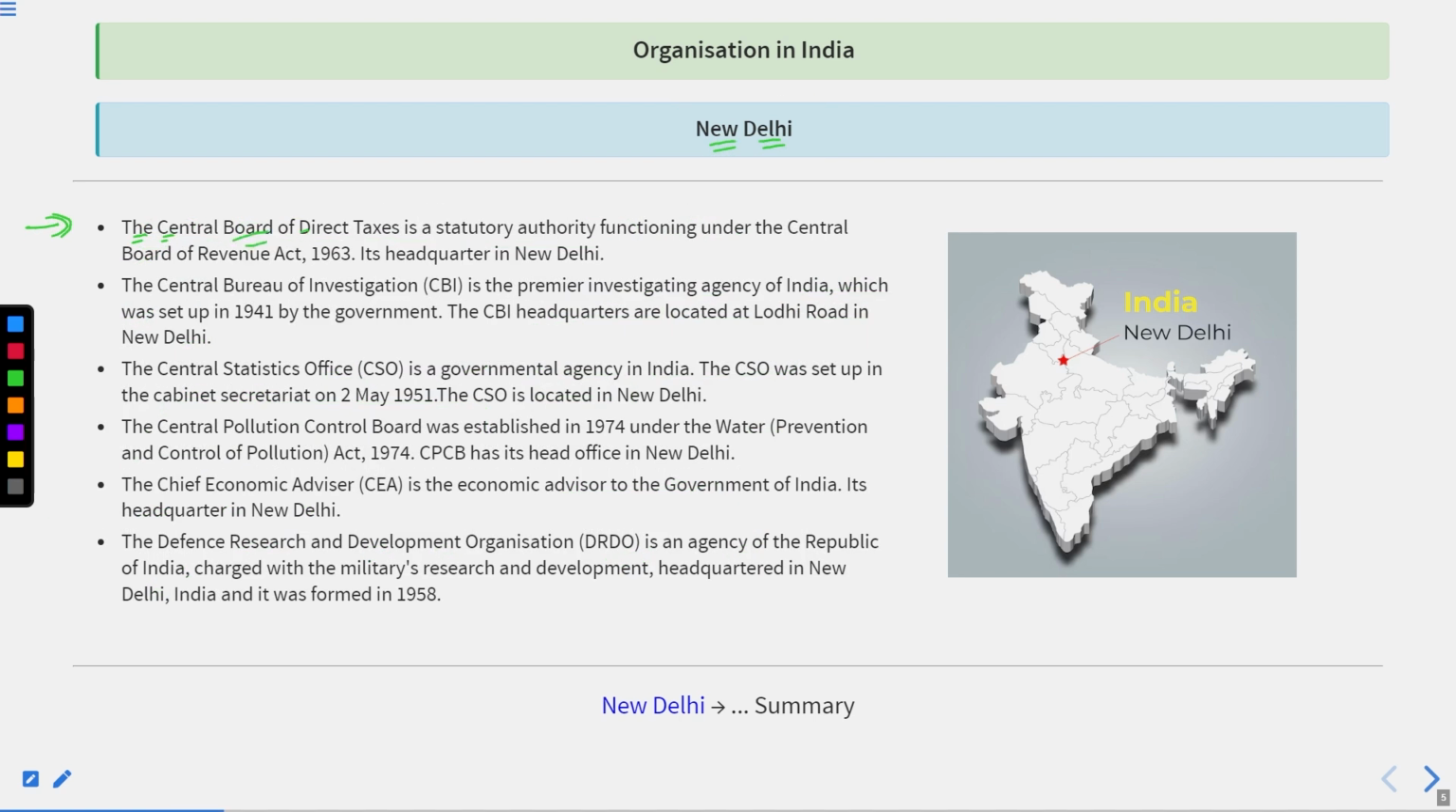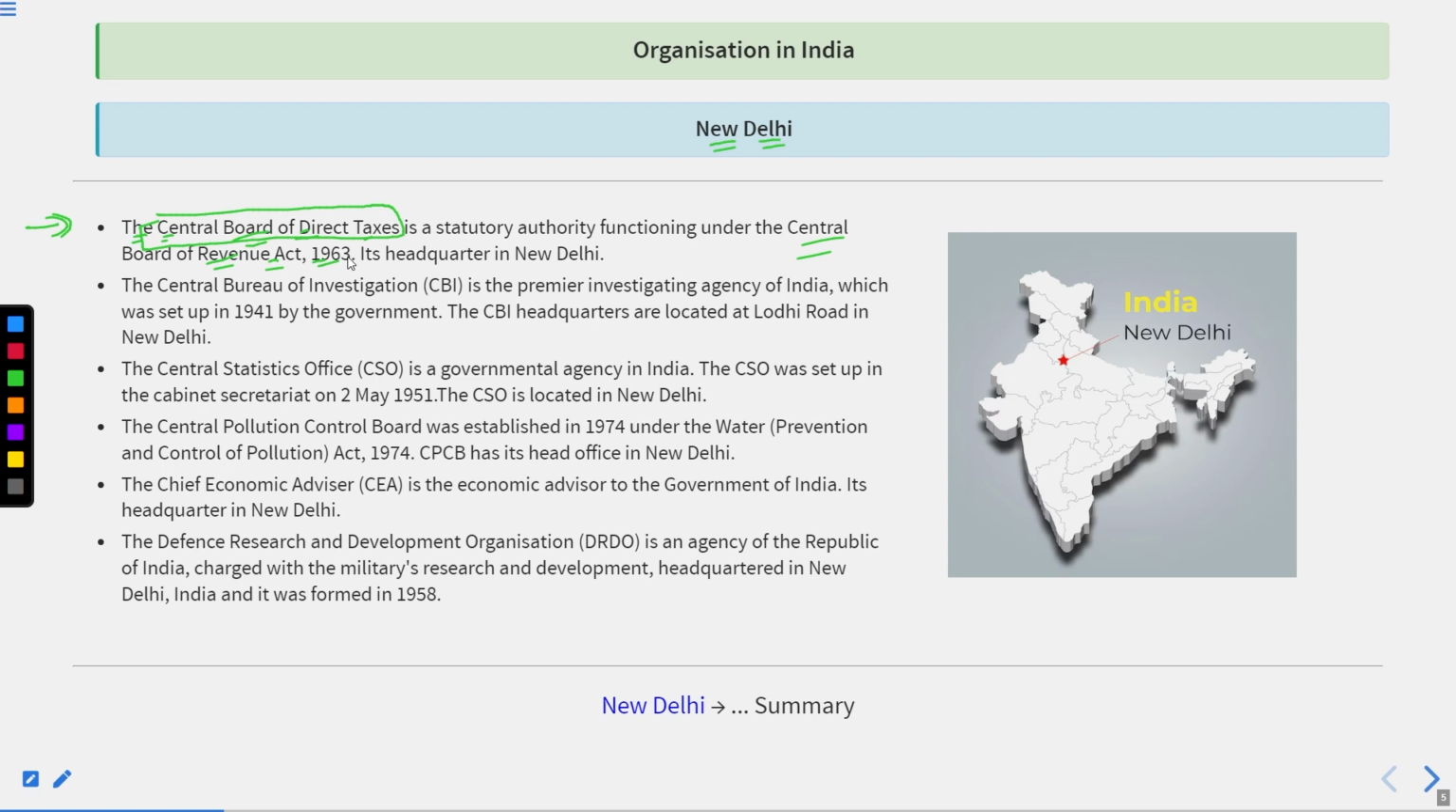Then the Central Board of Direct Taxes, also in short known as CBDT. The Central Board of Direct Taxes is also a statutory authority, which means it has its own act, like it is functioning or established under the Central Board of Revenue Act 1963.